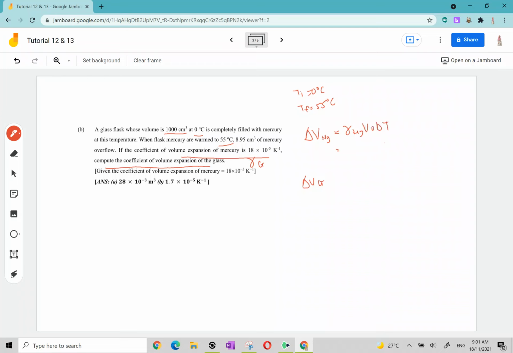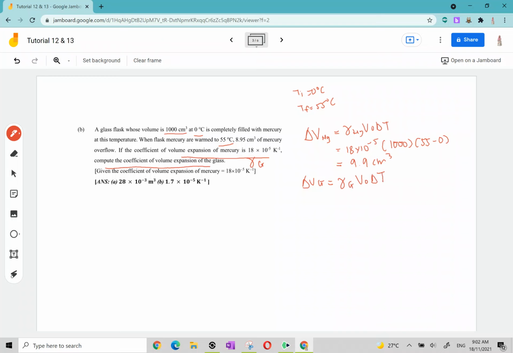Delta V mercury is gamma mercury V0 delta T. So gamma mercury dia dah bagi 18 power of negative 5. V0 is 1000. Kita biarkan dia dalam centimeter cube pun tak apa sebab both adalah in centimeter cube. So okeylah. Okay, kalau nak convert ke meter cube lagi bagus. Okay, so dapat 9.9 cm cube. Okay, now cari pula delta volume bagi glass. So gamma glass equals to V0 delta T.